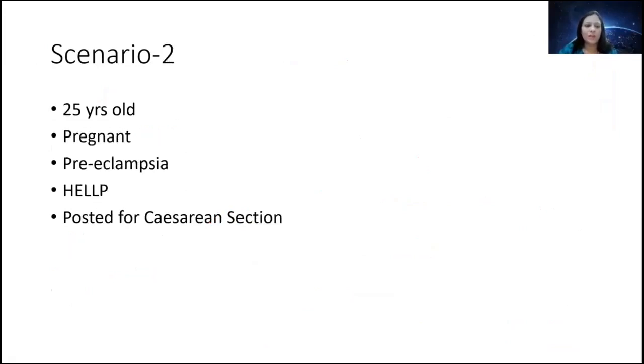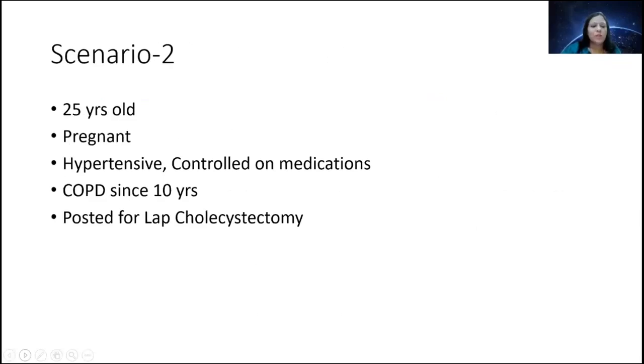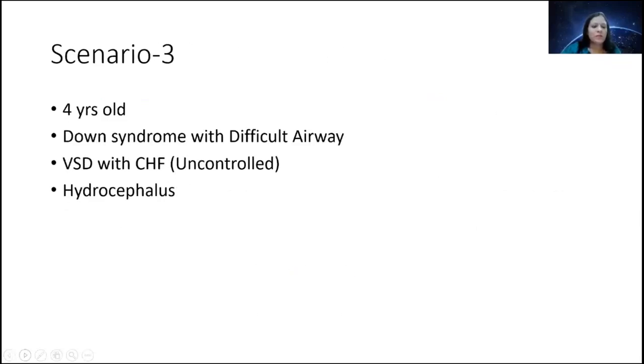Coming on to the second scenario. You receive a pregnant female, 25-year-old, having preeclampsia with HELLP features, posted for cesarean section. So how will you categorize? Pregnancy is rated under grade 2. Preeclampsia with HELLP syndrome is under grade 4. Peripartum cardiomyopathies are also under grade 4, and there is HELLP syndrome. So this patient falls under the category of grade 4.